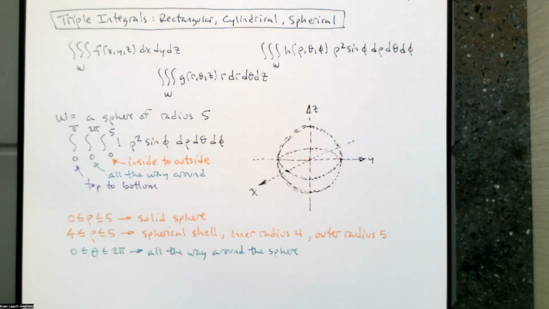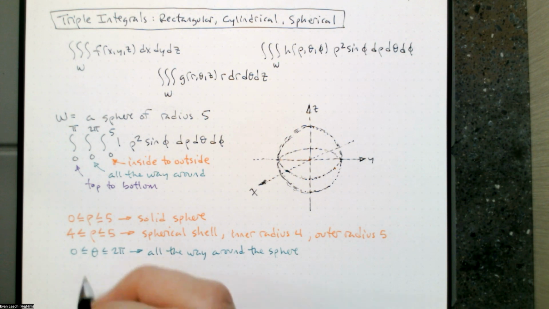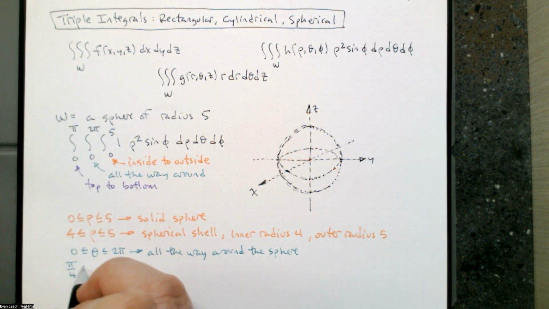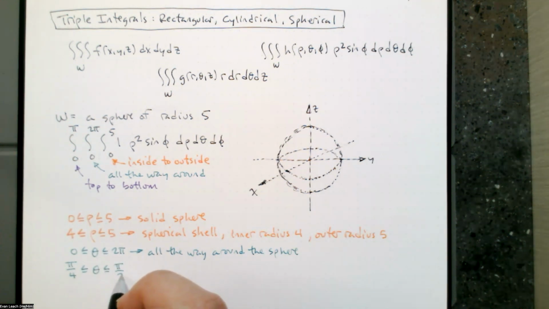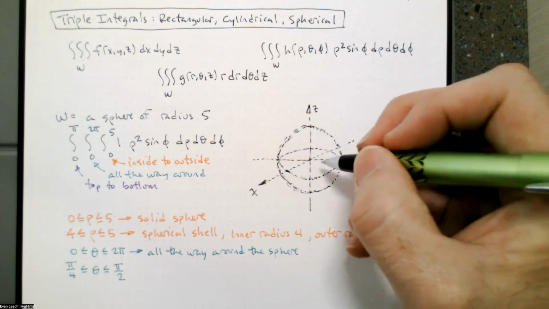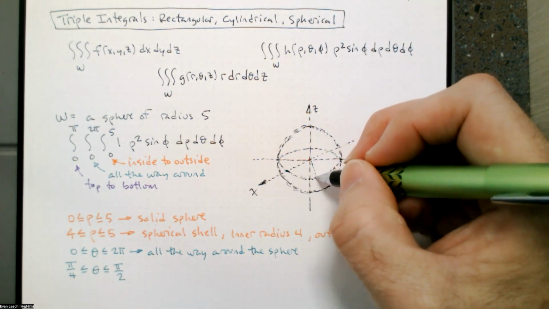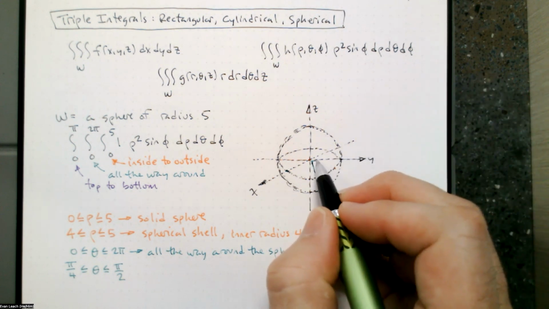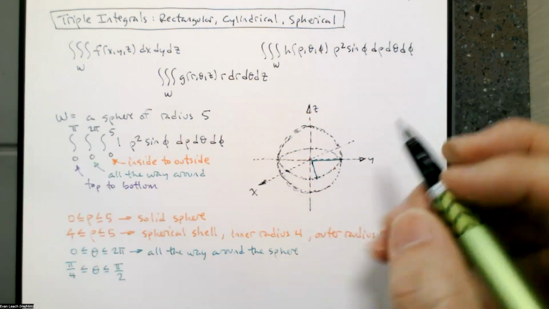But if we restrict the values of theta, then we'll only get pieces of our sphere. But we have to think about how those pieces are going to show up. So if I restrict my values of theta to be, let's say, from pi over 4 to pi over 2, that's going to give us a slice above and below the first quadrant in the xy plane. So if I go to theta from pi over 4 to pi over 2, instead of going all the way around, I'm going to want to go at pi over 4 and pi over 2. So here is going to be my theta slice.